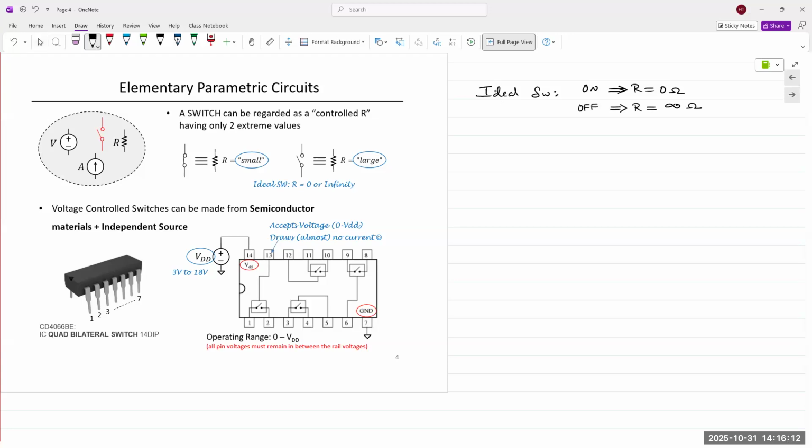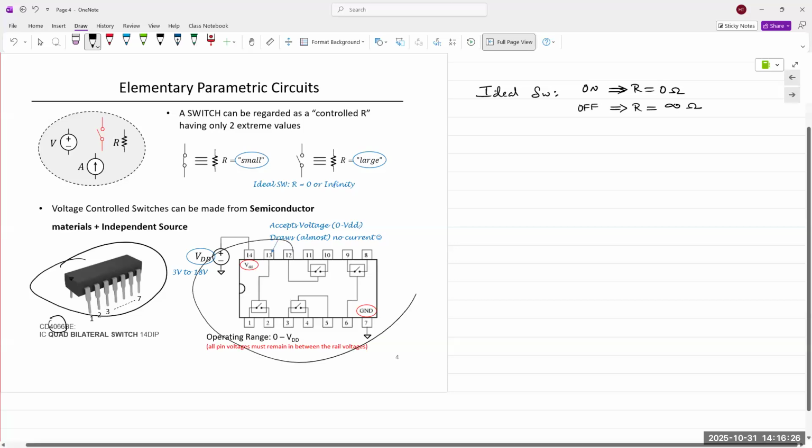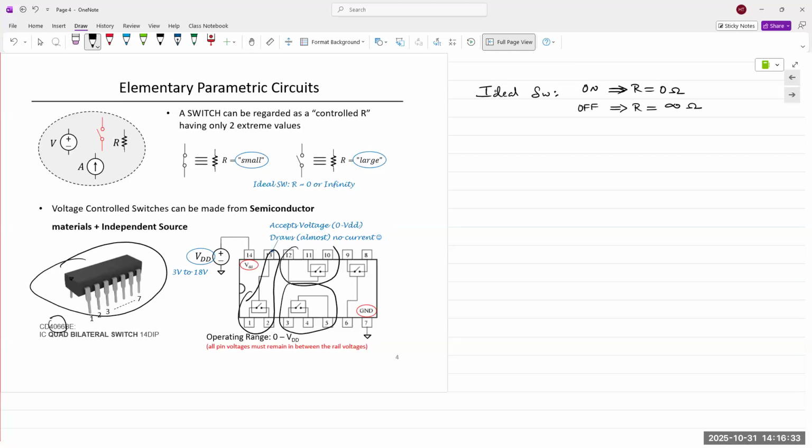Okay, so this is an example of a microchip. It's a 14-pin microchip. Number is 4066. It's a quad bilateral switch, quad meaning there are 4 switches in this chip, bilateral meaning in both directions. If you look at the pin layout, we can see 4 switches, 3 pins each, 12. And then you have the power supply connected between pin numbers 14 and 7.